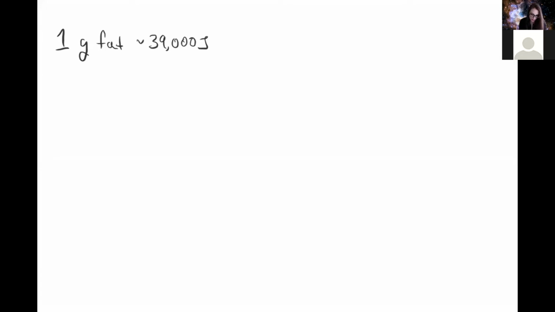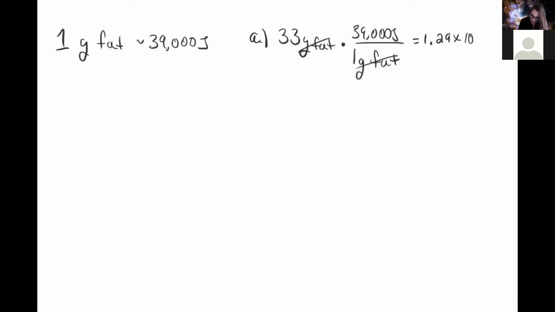How many joules of energy are stored then in our 33-gram Big Mac, okay? So we have a conversion factor here. 33 grams of fat inside our Big Mac. We multiply that by the fact that we know that in 1 gram of fat, there's 39,000 joules of energy, okay? So I'll take 33 times 39,000. That tells us that one Big Mac contains 1.29 times 10 to the 6 joules of energy for our bodies.